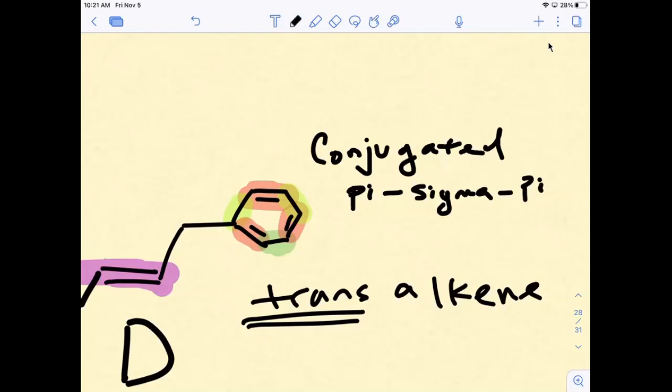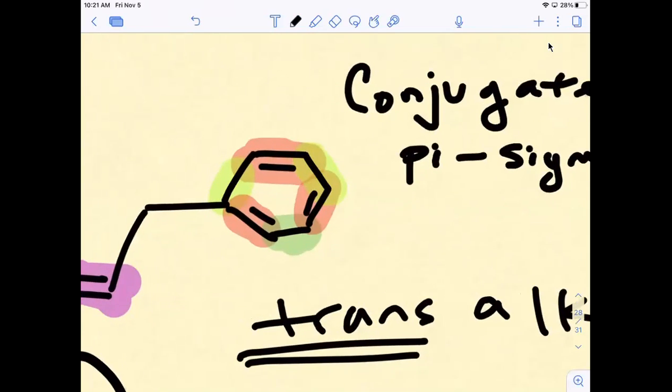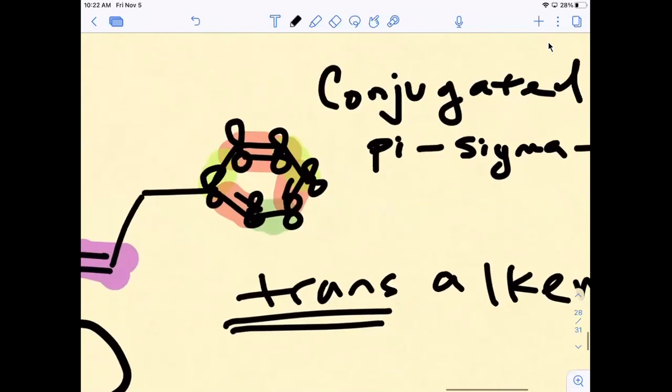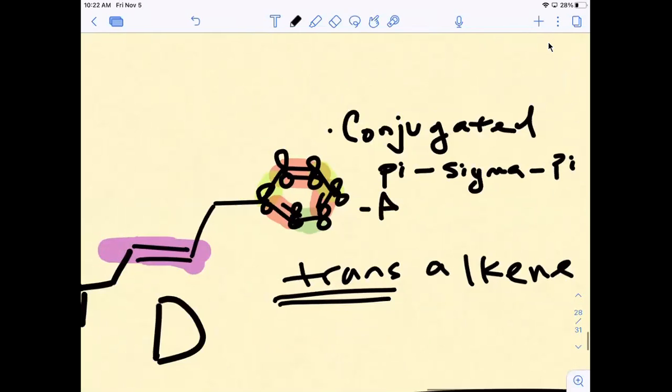And then pi. Right. So all those p orbitals overlap. If I put p orbitals in here on each carbon in the ring, they all overlap. They form a 6-pi system, super stable. So you're not going to break that up. And then it's aromatic, which makes it even more stable.